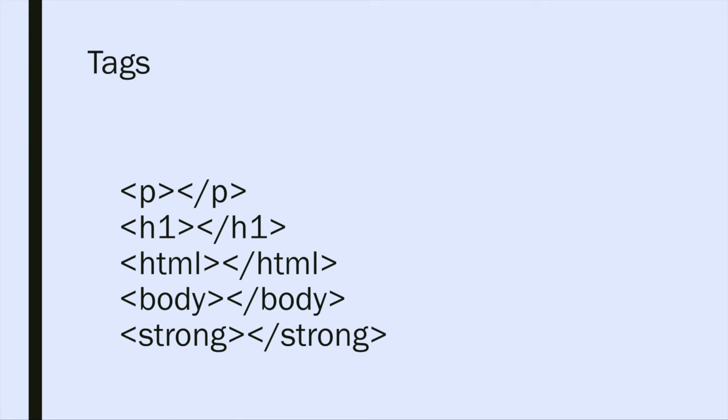Tags come in all shapes and sizes, such as the P tag, the H1 tag, the HTML tag, the body tag, the strong tag, and there are about 100 more that chances are you'll be using throughout your career as a developer.